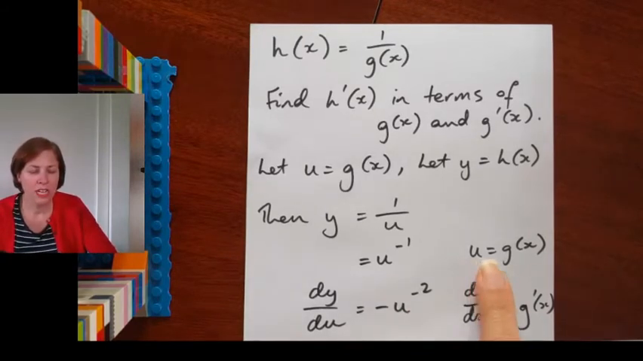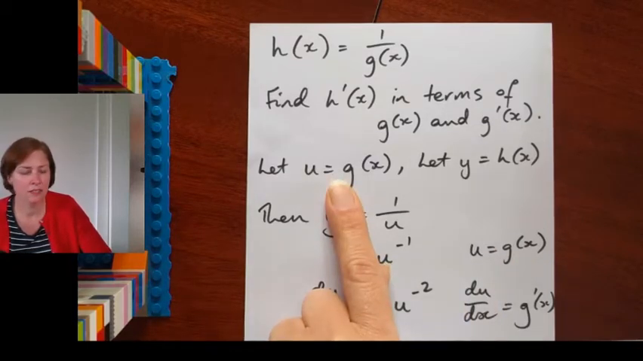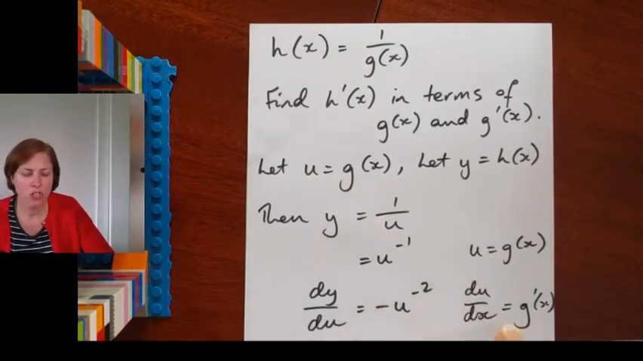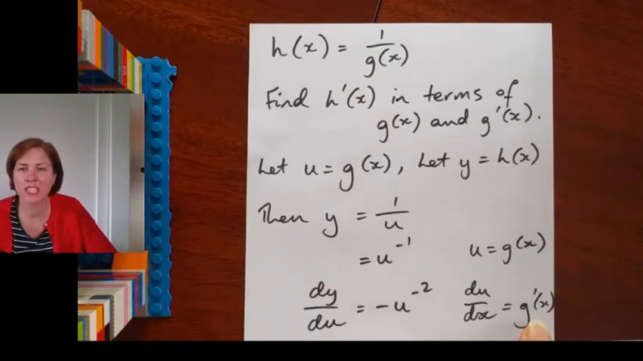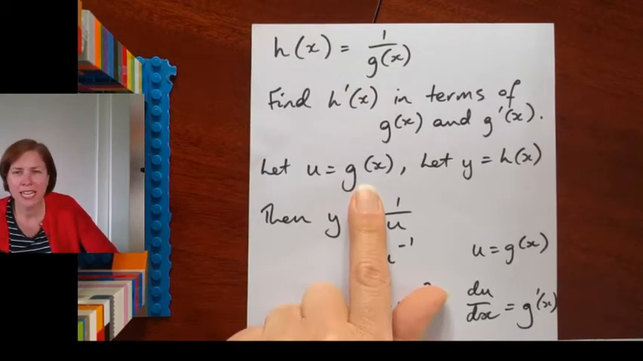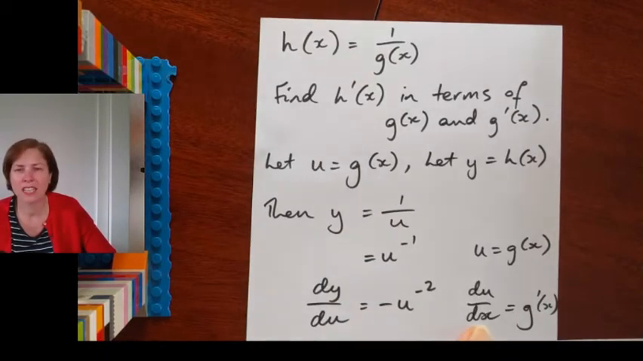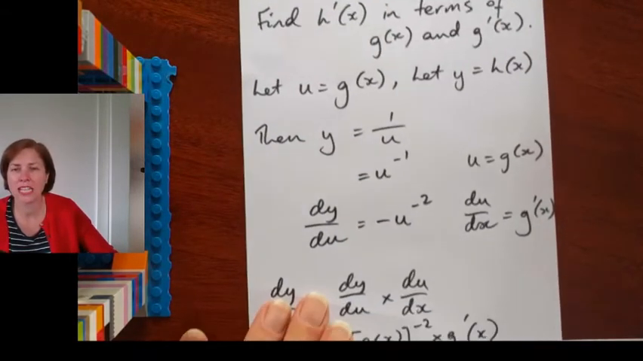Now, if u equals g of x, which it does because that's what I defined it as here, then I can find du dx and I can simply write it as g dash of x. And dy du is in terms of u, and u is g of x. So I've now got both dy du and du dx in terms of g of x or g dash.